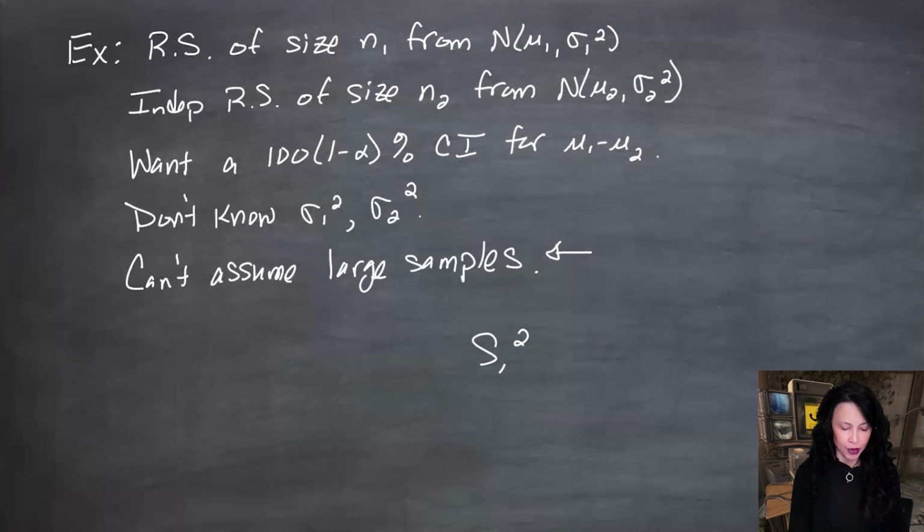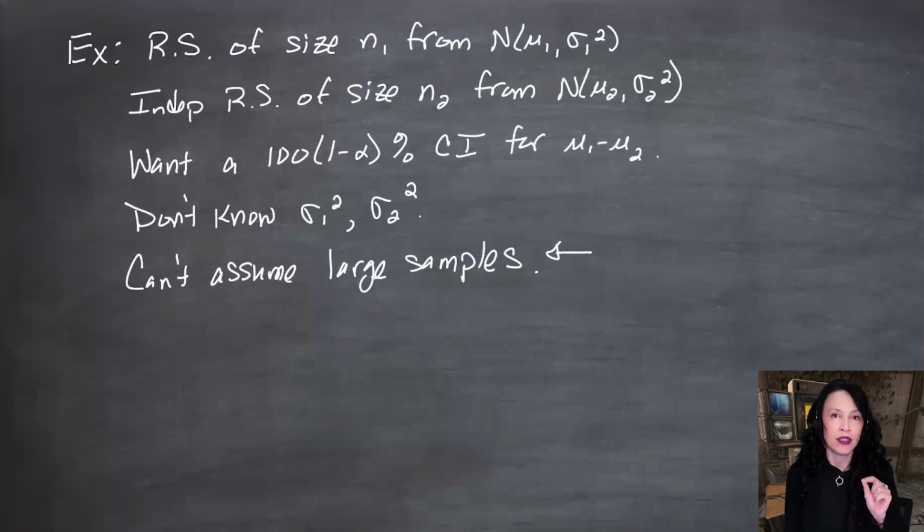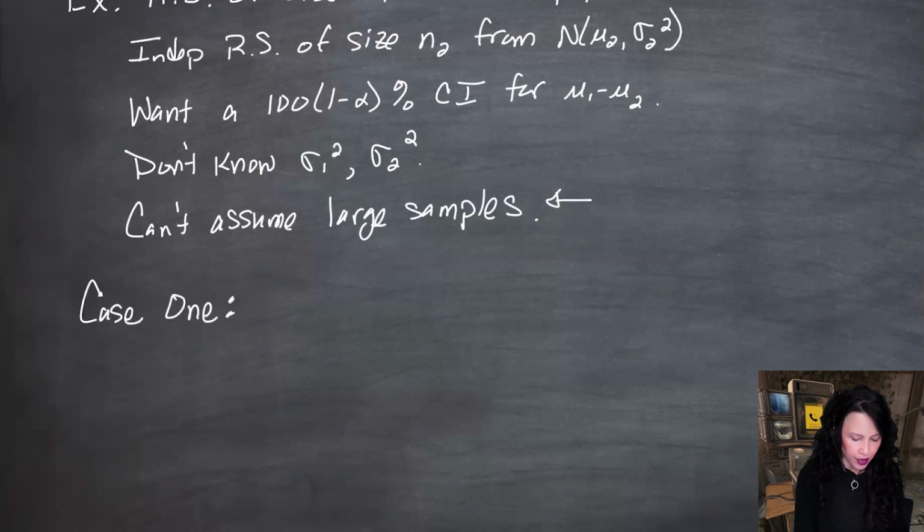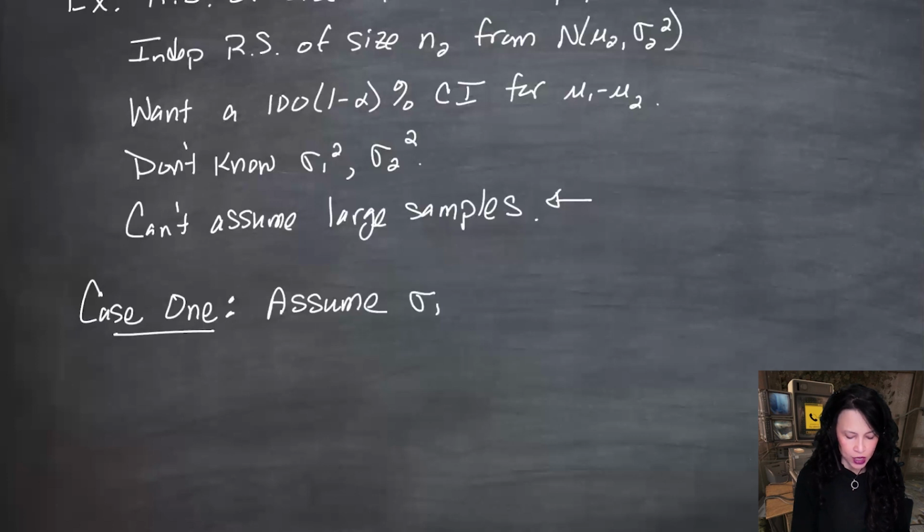So if we had small samples, or at least don't know that we have a large sample, in the case where we had a single mean and we came up with a confidence interval for mu, a single sample, this is where the t distribution came in, and it's going to come in here as well. So we're going to break this into two cases. Case 1 is where we can assume that sigma 1 squared is equal to sigma 2 squared.